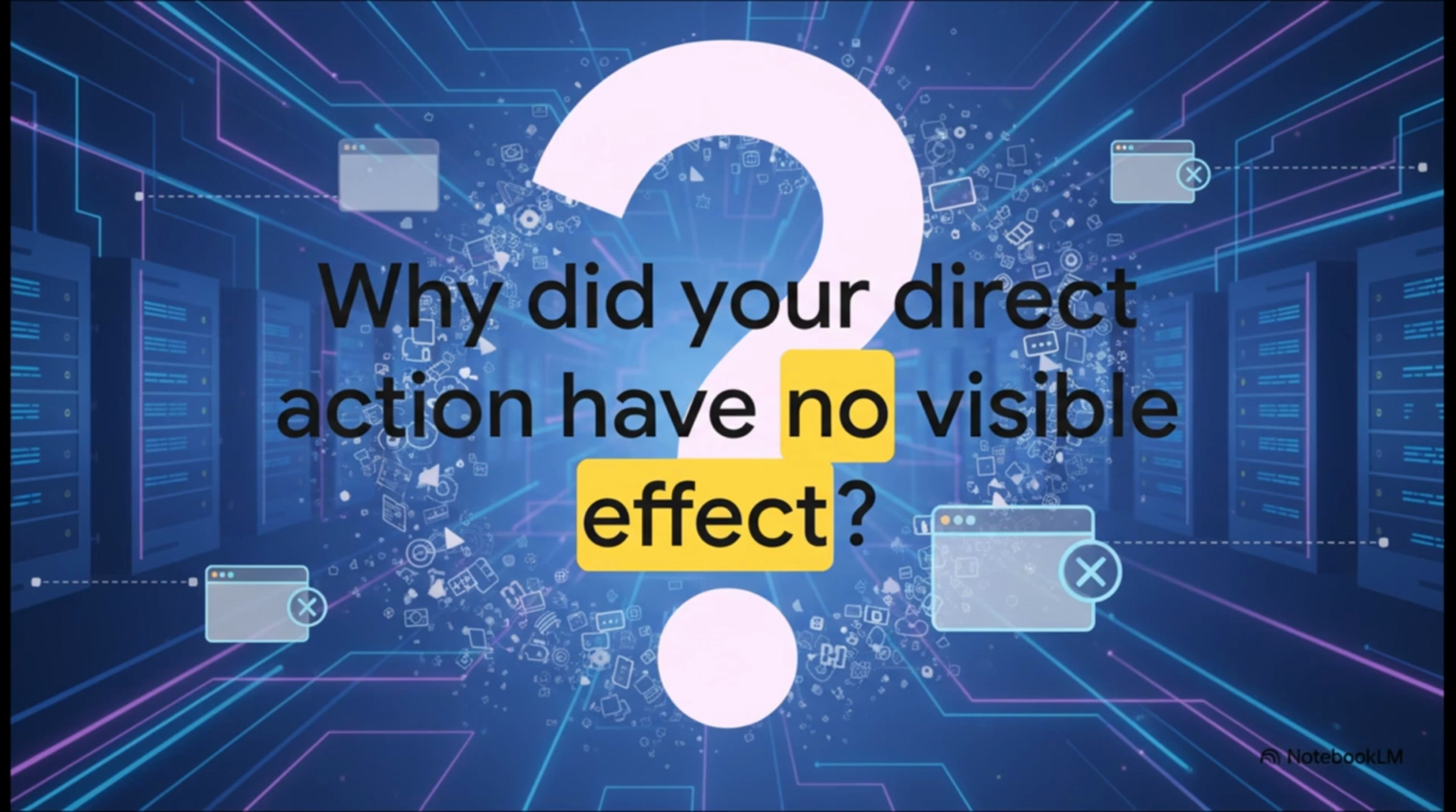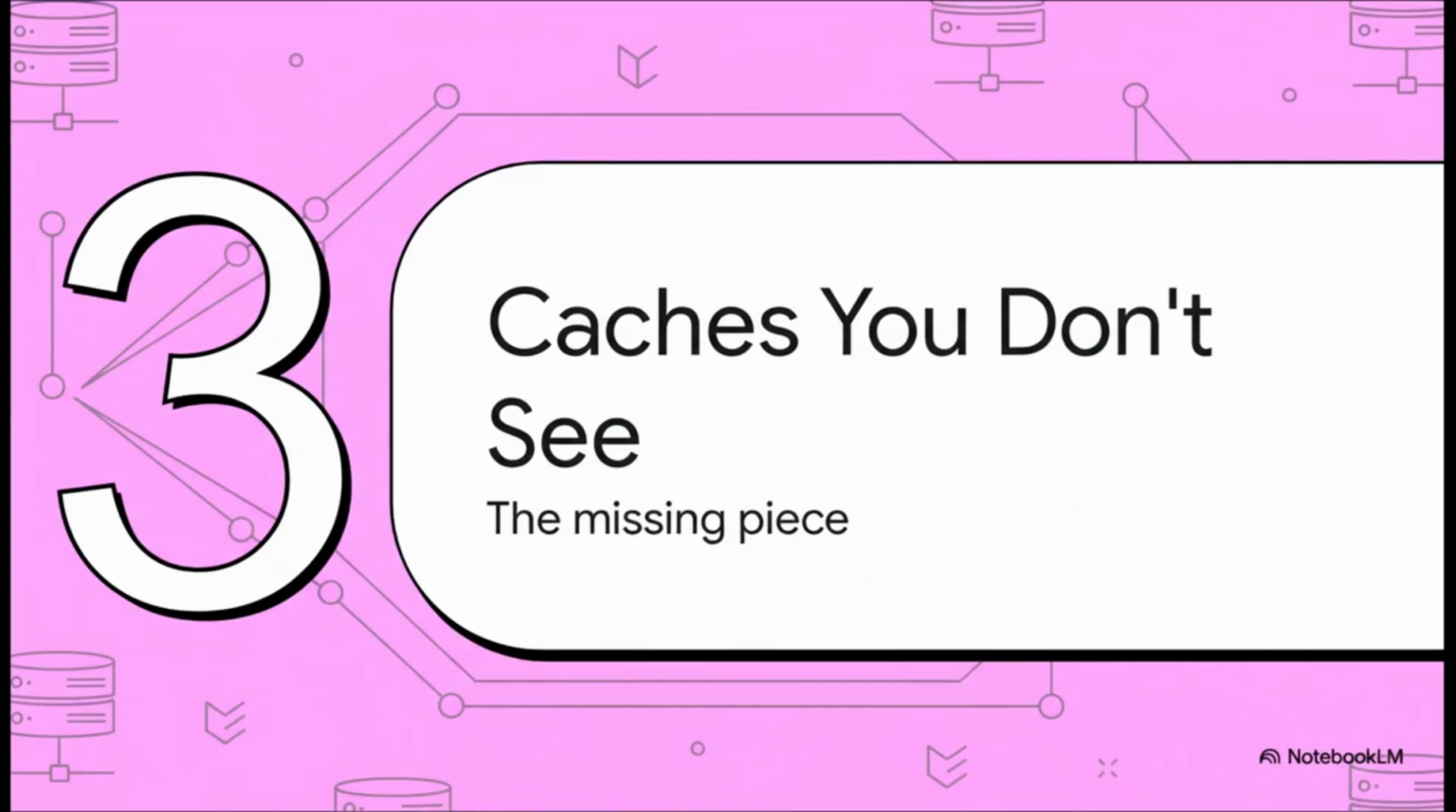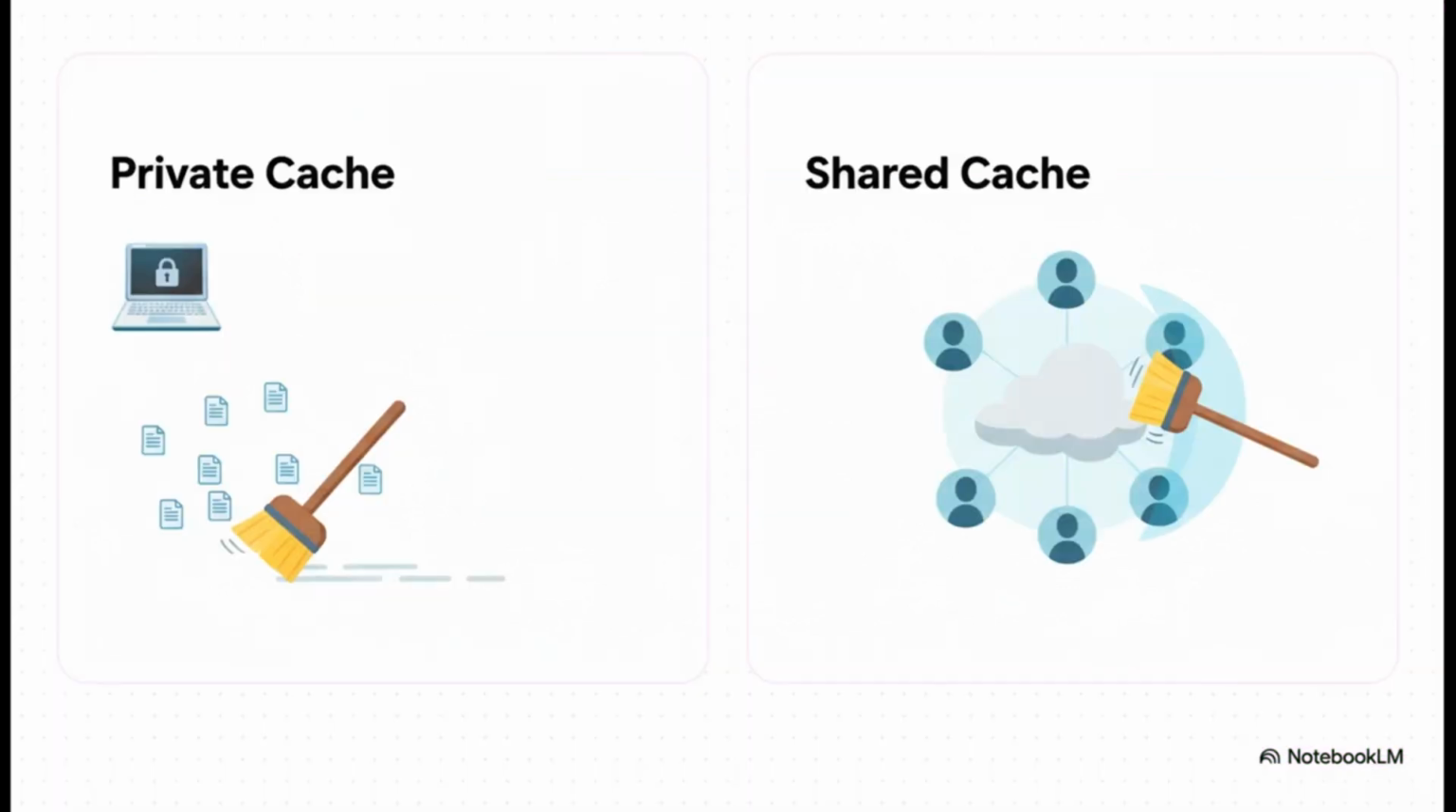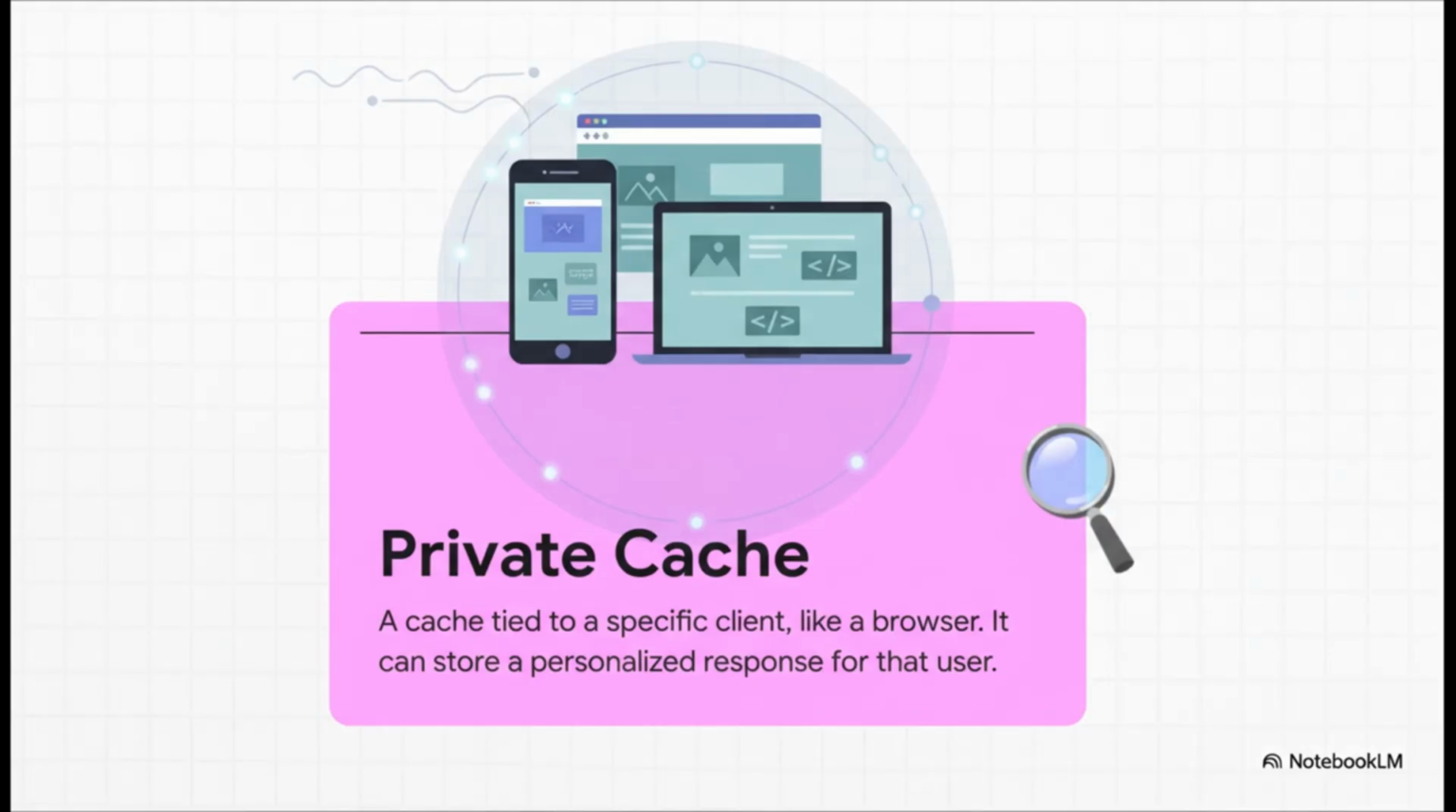Well, the answer isn't on your computer at all. The real explanation is in a part of the system that's almost always invisible to us. And the key to understanding it is that not all caches are the same. The problem really splits into two different kinds of cache. There's the private cache, the one on your computer that you just cleared, and then there's a shared cache, the one you can't see and you don't control. Your private cache lives right there on your device. It's basically your browser's personal little library of images and files from websites you've been to before. This is the one you have control over.